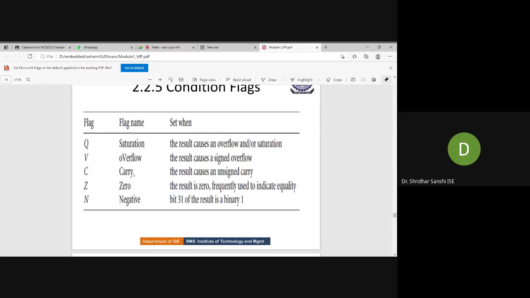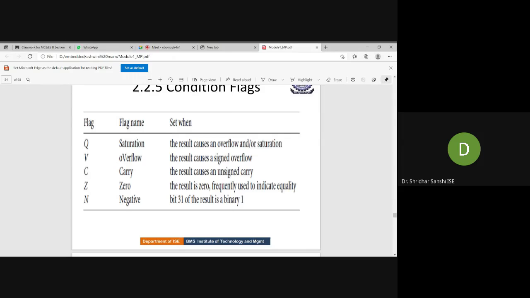So here we have signed overflow. If the carry is set, it means that it is an unsigned carry. So if the register contains an unsigned value, and if the value is greater or less than whatever range is available, meaning restricted, then this particular C bit is set. Okay, so this is with respect to the C flag bit. And next is Z. So Z indicates 0.